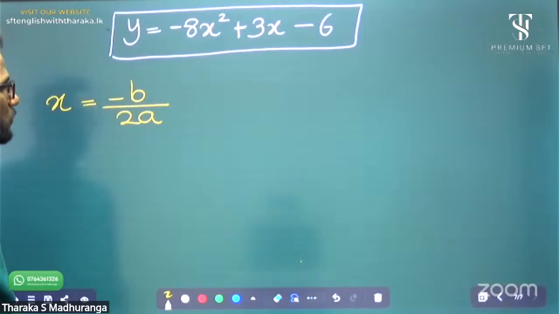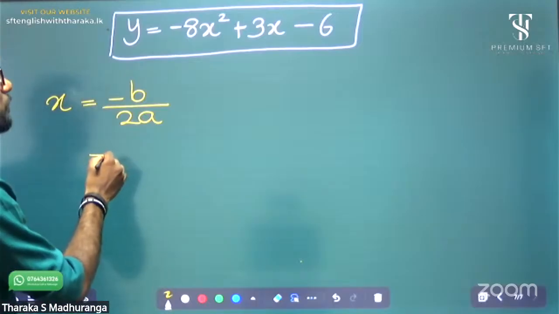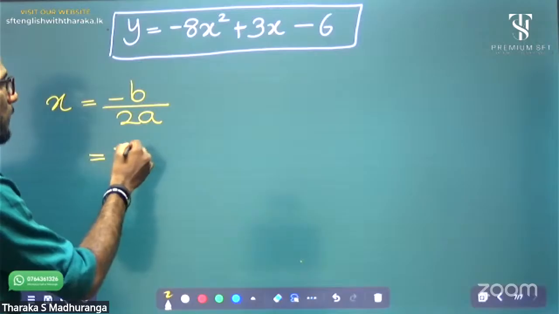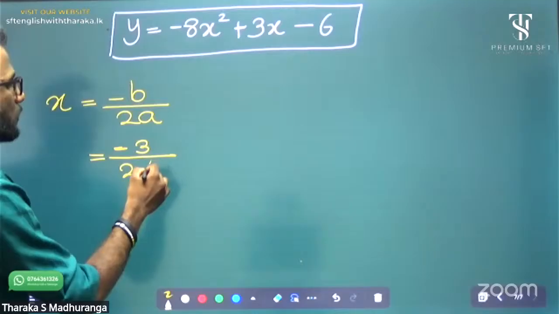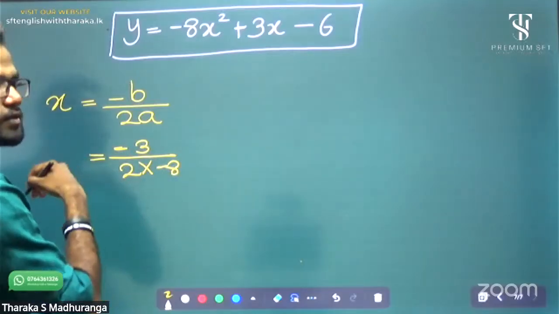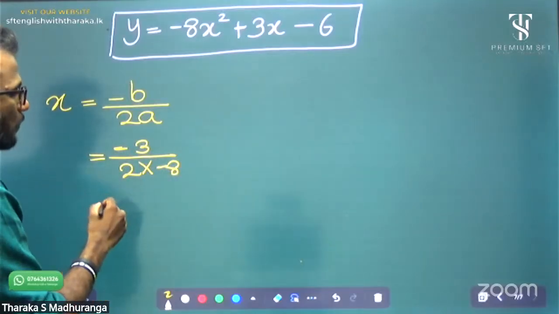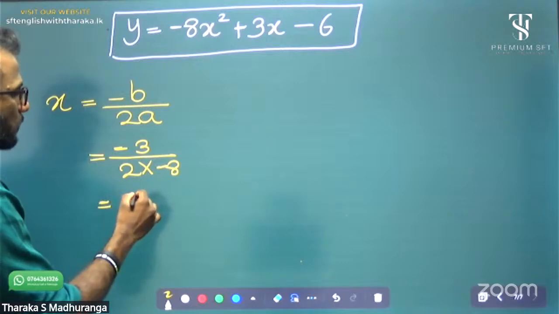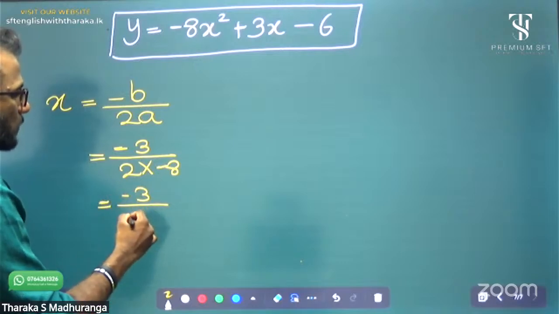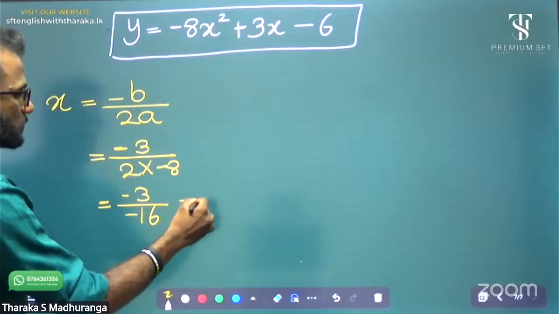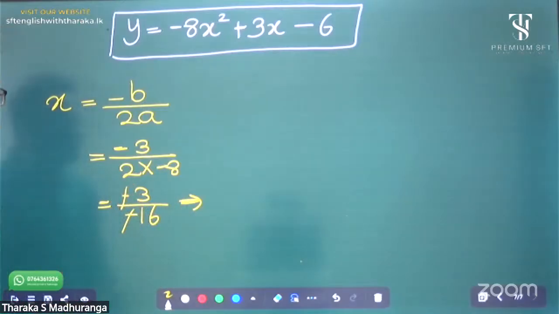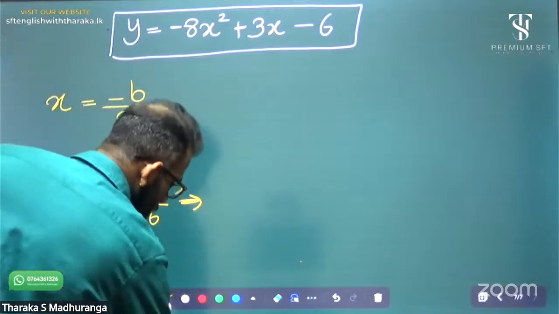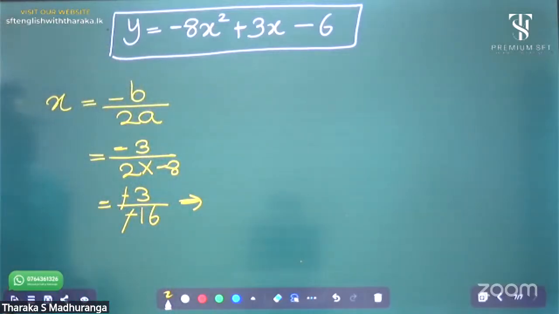Minus b over 2a. Now, what is the value of minus b? Minus 3 over 2a, 2 into minus 8. What is the value of the X coordinate? Minus 3 over minus 16. Minus and minus cancel out. 3 over 16 is the answer.